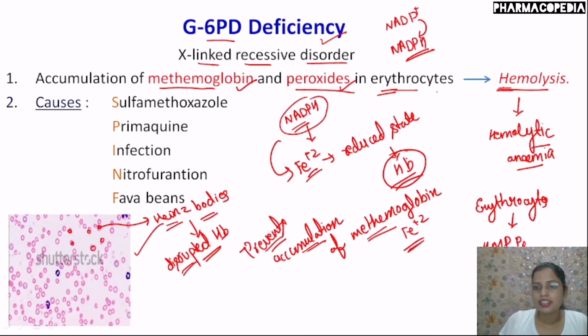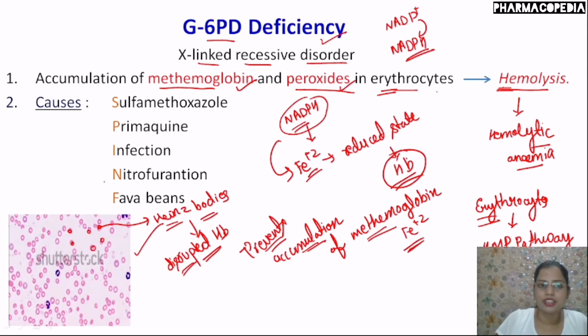It is completely dependent on the HMP shunt pathway for the production of NADPH. Yes, dear students, remember this. जो erythrocytes है वो HMP pathway पे completely dependent होते for the production of the NADPH. Okay, I hope it is clear. So, moving ahead to the causes of G6PD deficiency.